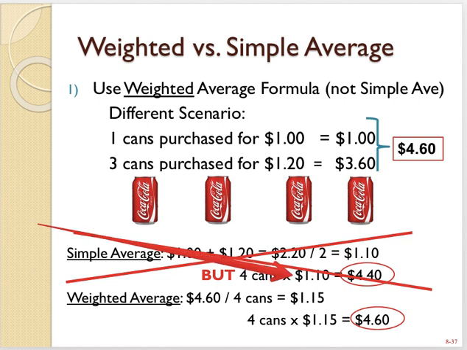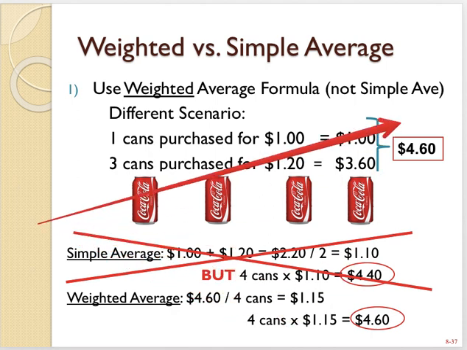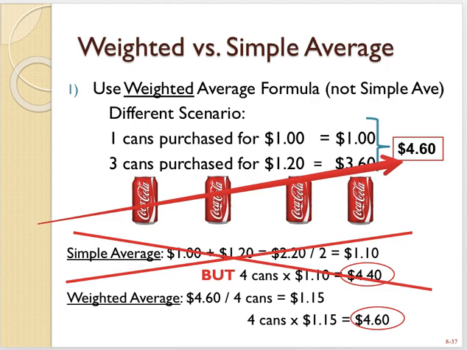And that's higher than the simple average of $1.10 because we're putting a higher weight on the ones that are more expensive. There were more that were more expensive, so our weighted average is going to be higher than our simple average. Then we check our math. 4 cans times $1.15 equals $4.60, and that matches our cost of goods available for sale.